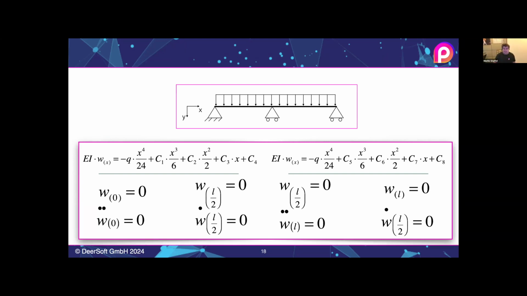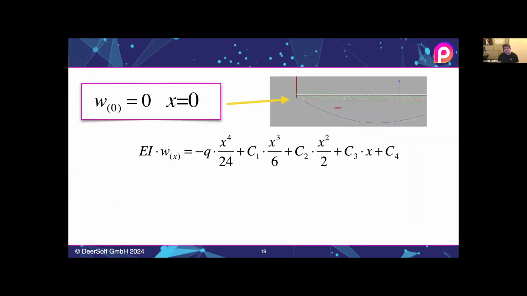Let's move on to how we actually do this. We've used the assumption that the deflection at the point 0 should be 0. So we set X equals 0. We see that when we check our calculation in here, this assumption is met. There is no deflection at the position of the start.